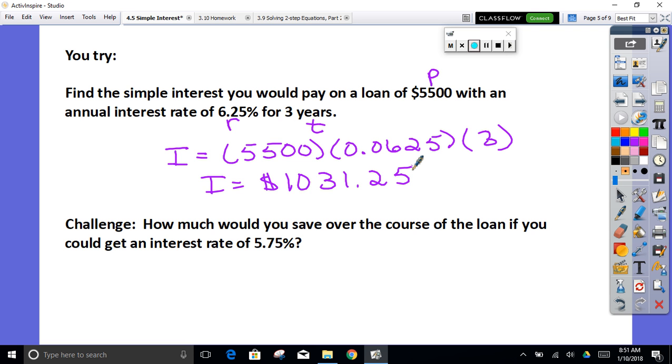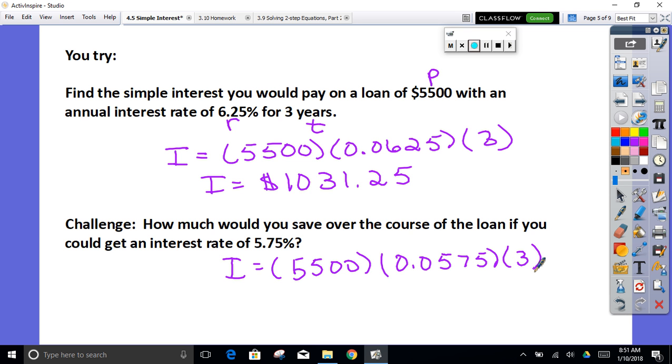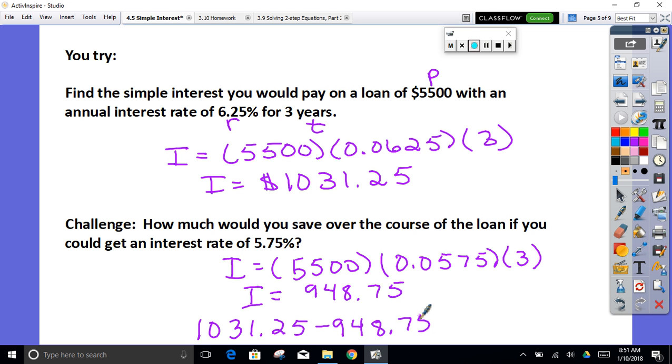Let's see. Dakota. I got you would save $82.50. Excellent. Tell me how you did that. So all I did was I got I equals 5,500, and then I put in the 0.0575, and then I got 3, and I multiplied them all, and I got 948.75. And then I did 1,031.25 minus 948.25, for your answer of 82.50.